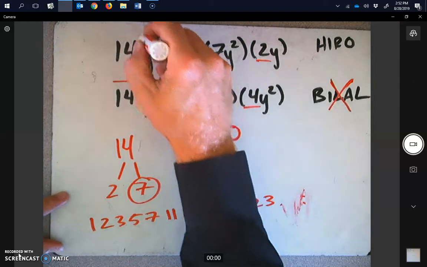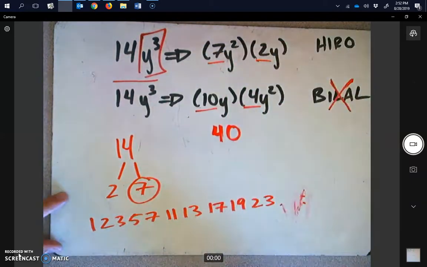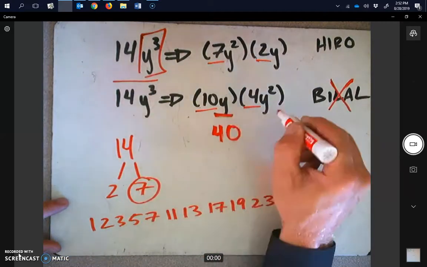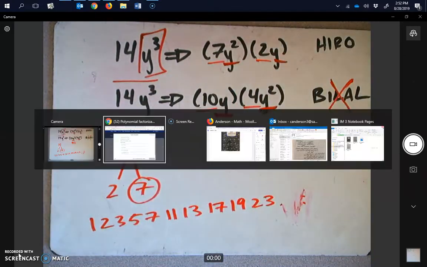And the next thing we want to look at is the backside, the y cubed. We have y squared times y is y cubed. Y times y squared is y cubed. So they both did the second part right. But the first part, only Hero did right. So Hero is correct.